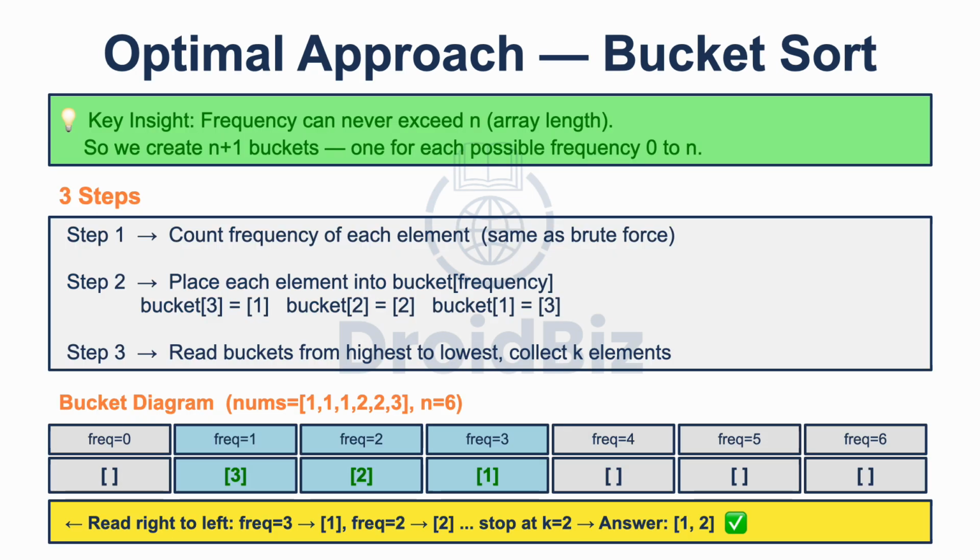Now, let's look at the optimal approach, bucket sort. Here is the key insight. The frequency of any element can never be more than n, where n is the length of the array. If the array has 6 elements, no element can appear more than 6 times.